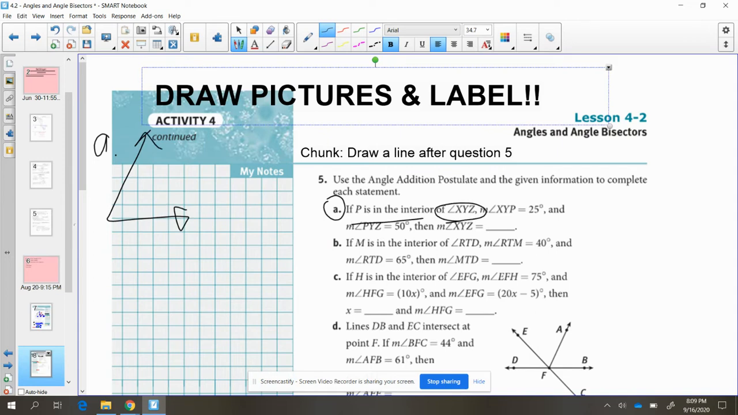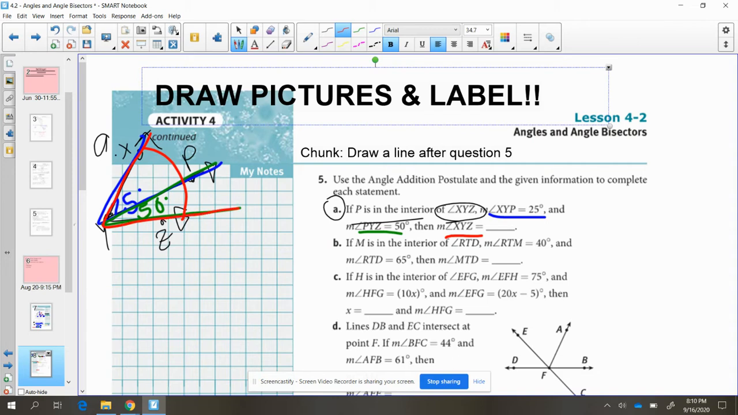So for part A, we're going to start by drawing the angle they are giving us, which is XYZ with P on the interior. So here is our angle XYZ, and here is point P in the interior of that angle, right? So we have ray YP. And they are telling us that XYP is 25 degrees, and then we know that angle PYZ is 50 degrees, and together small guy plus small guy is going to equal our big guy, XYZ. So 25 plus 50 is 75 degrees.